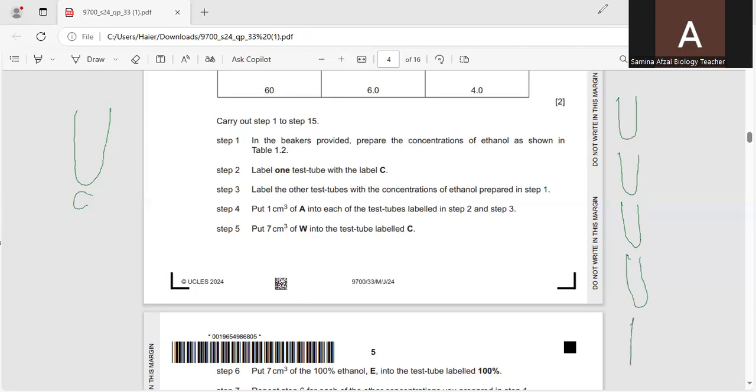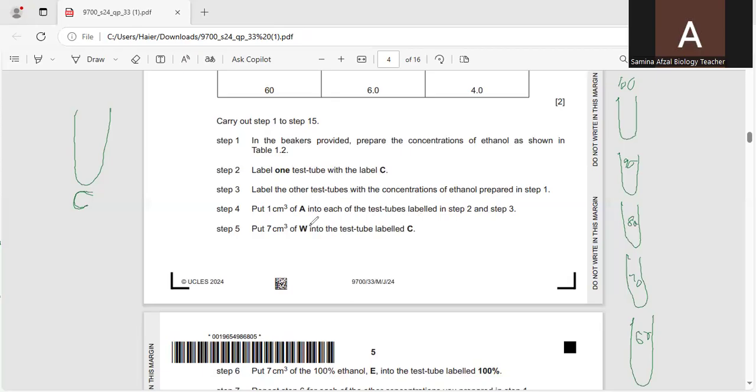And all 5. We will label them as 100, 90, 80, 70, and 60. On one side, we have labeled with C.